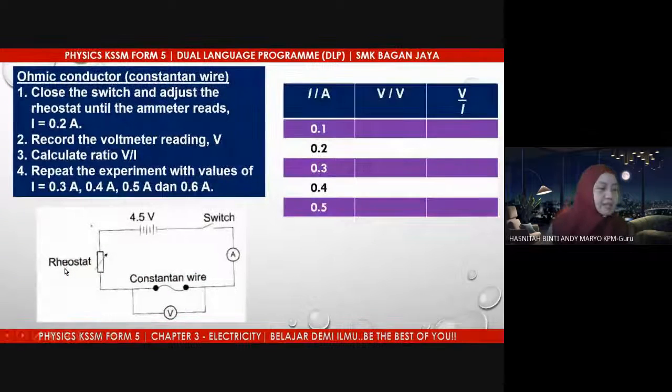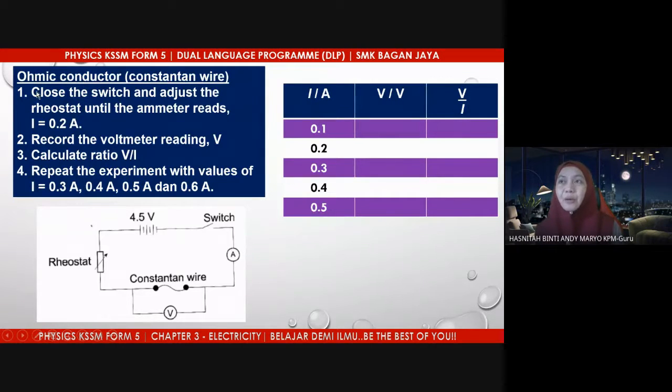Okay, students, this is the information about ohmic conductors. Constantan wire is one example of an ohmic conductor. So what is an ohmic conductor? It's a conductor which obeys Ohm's law. Remember just now, Ohm's law said that current is directly proportional to potential difference. So constantan wire is one example of an ohmic conductor which obeys Ohm's law.